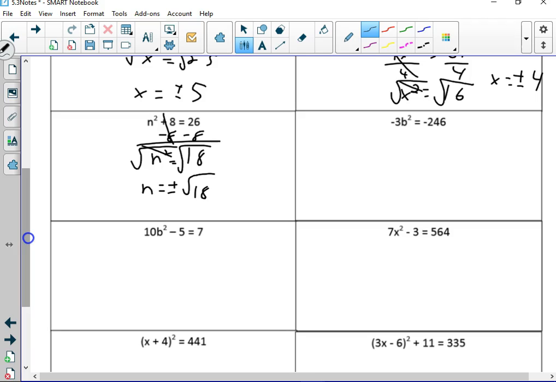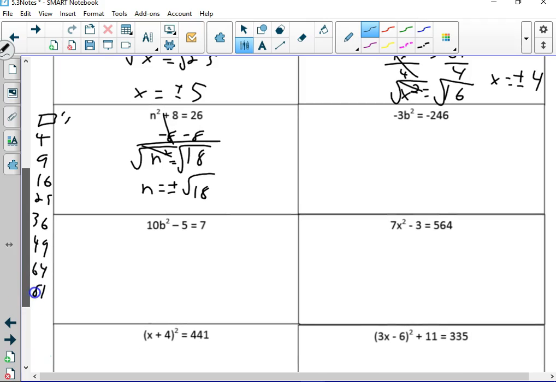Okay? Now, you should know some of these basics off the top of your head, but let's review some of them. So, let's just put square numbers over here. So, 1 times 1 is 1. That's kind of inconsequential. 2 squared is 4. 3 squared is 9. 4 squared is 16. 5 squared is 25. 6 squared is 36. 7 squared is 49. 8 squared is 64. 9 squared is 81. And so forth. Those are the perfect squares.